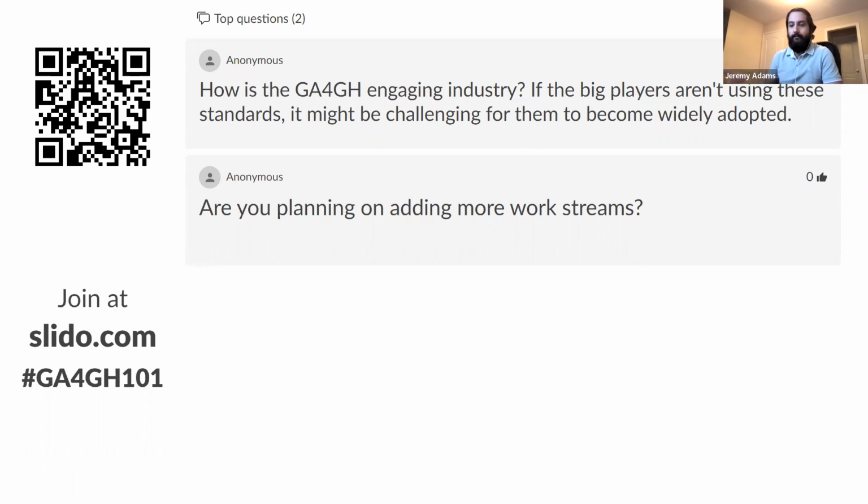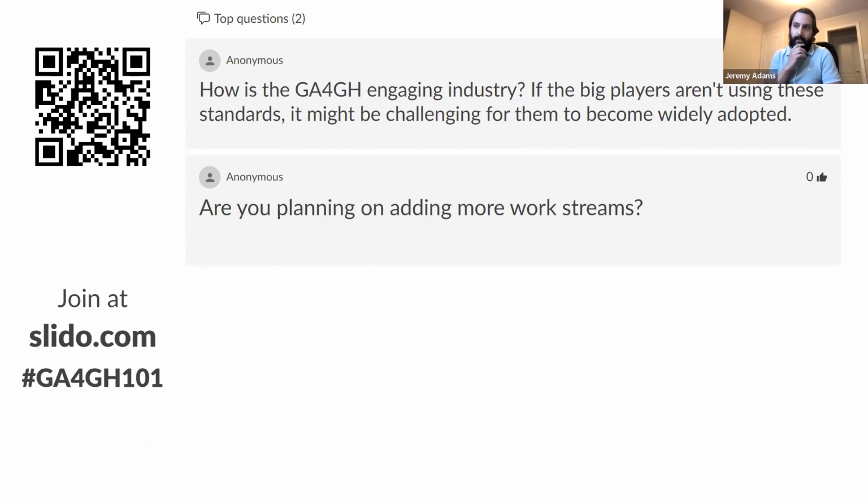And so as part of that, the major cloud providers, AWS, Microsoft Azure, and Google Cloud, are all implementing one or more of those GA4GH standards within their own environments. So there is a plan to have maybe a native workflow execution service, which is a GA4GH standard, in some of these cloud environments. So that's one aspect of the engagement of industry.